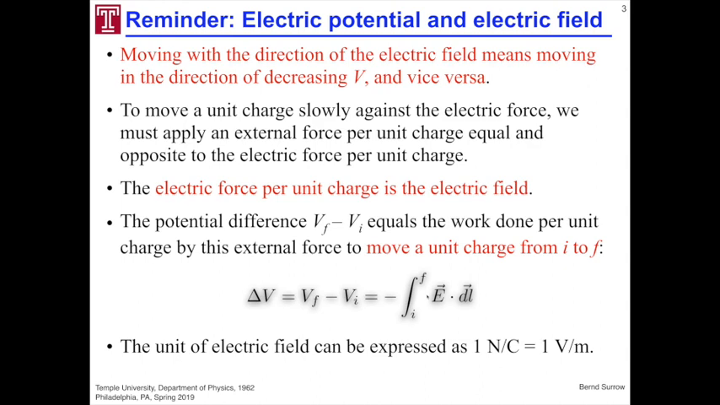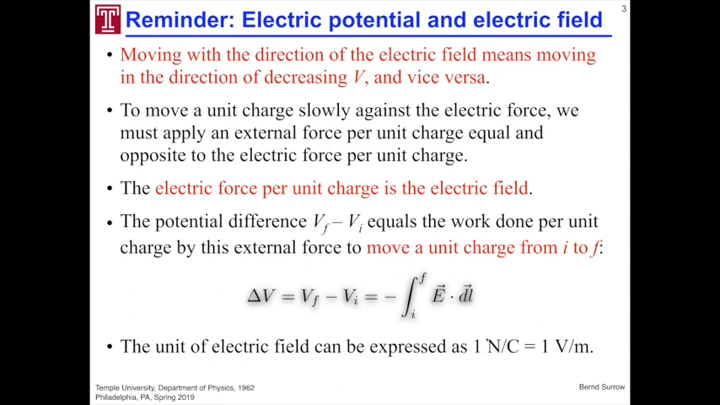So the integral over force times displacement. Now here we divide out the charge. So we therefore have a line integral from the initial to the final configuration, a line integral of the electrical field along an infinitesimal path element dl. And the unit of the electrical field can be expressed as 1 Newton per Coulomb, which is clear. You take the electrical force, you divide out the charge, so therefore it's Newton per Coulomb. Or you can also express this as volt per meter.